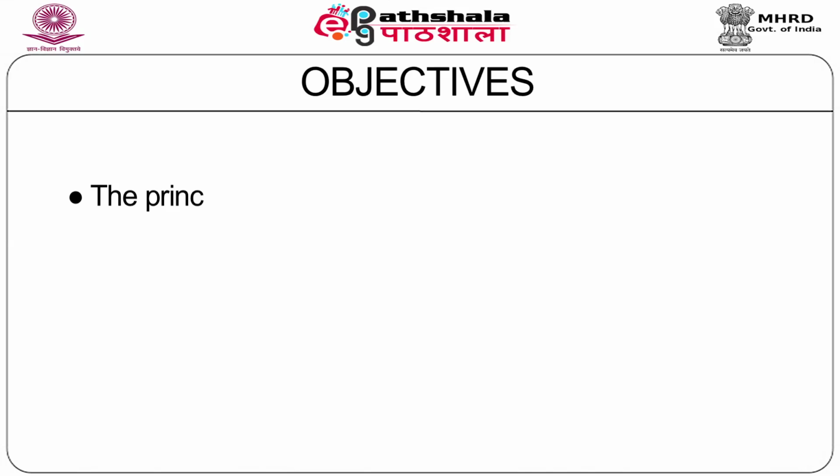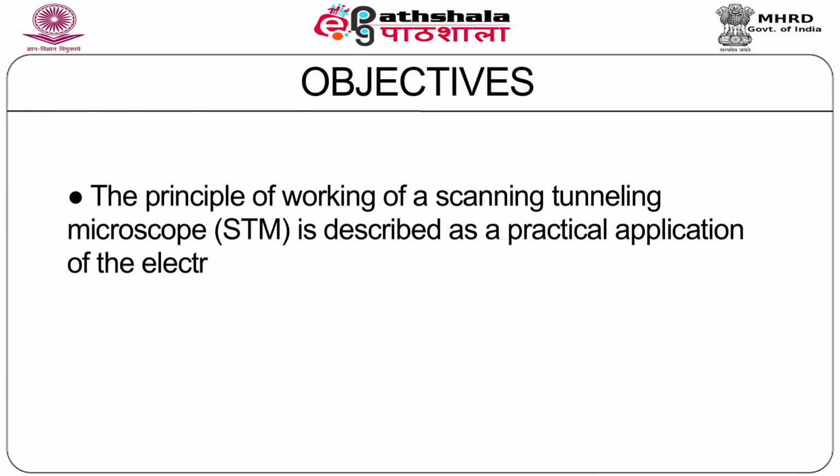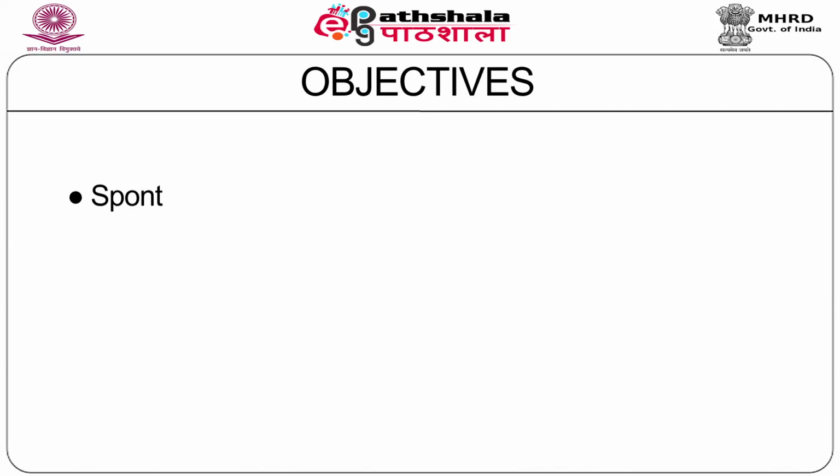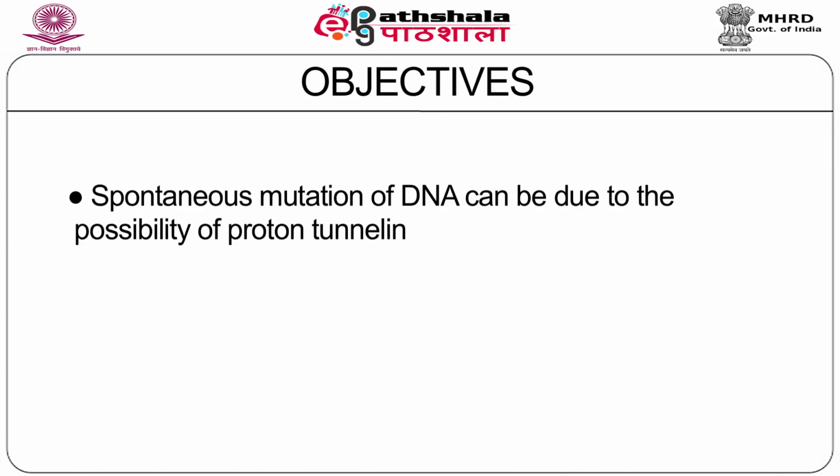Number three, the principle of working of a scanning tunneling microscope, known as STM, is described as a practical application of the electron tunneling current involved. And finally, a spontaneous mutation of DNA can be due to the possibility of proton tunneling along the hydrogen bonds.